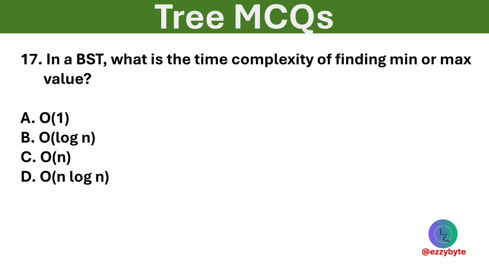In a binary search tree, what is the time complexity of finding min or max value? Options are order of 1, order of log n, order of n, and order of n log n. Option B is correct. On average, finding min or max requires traversing one branch.